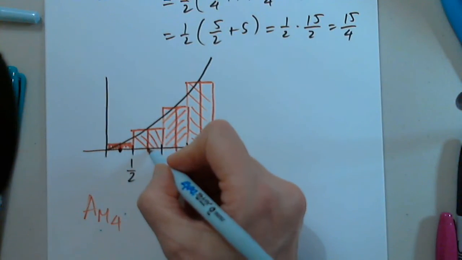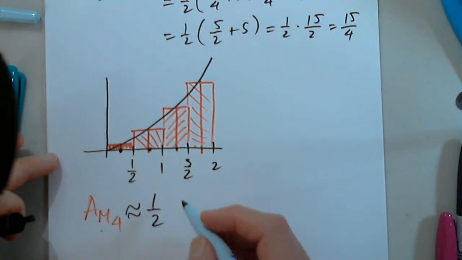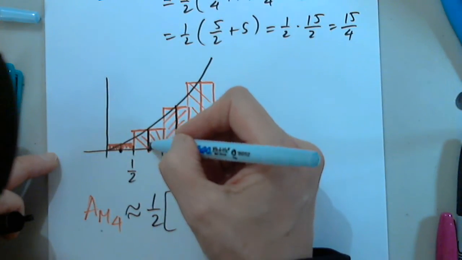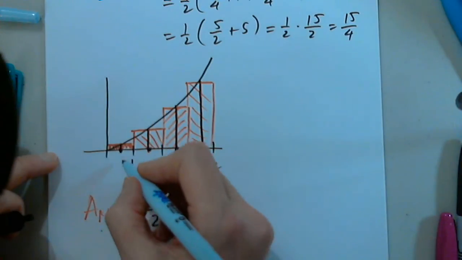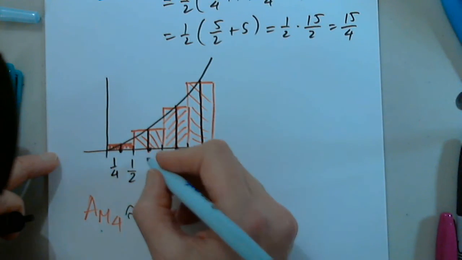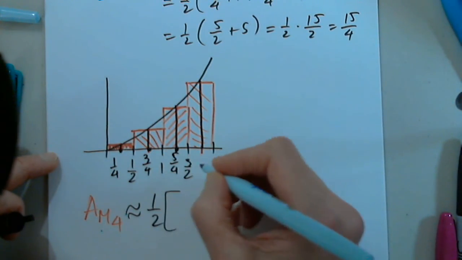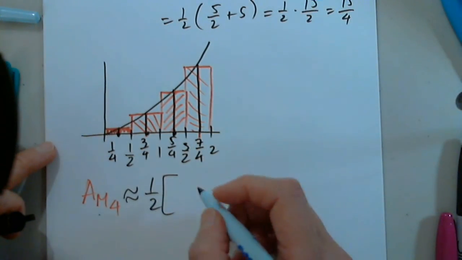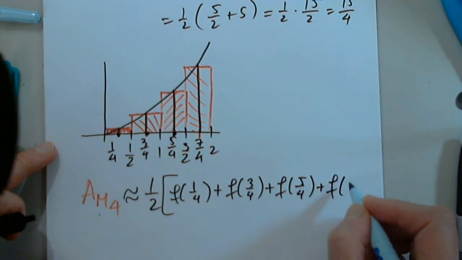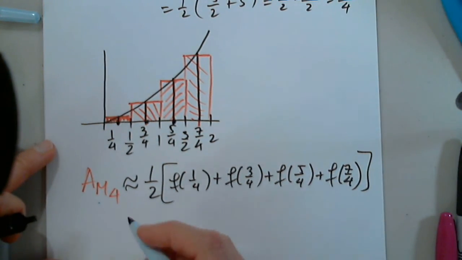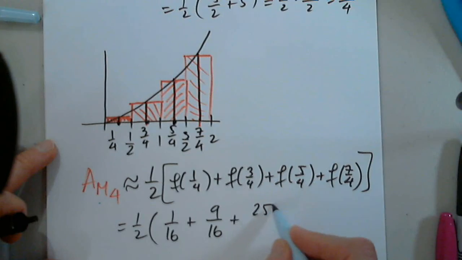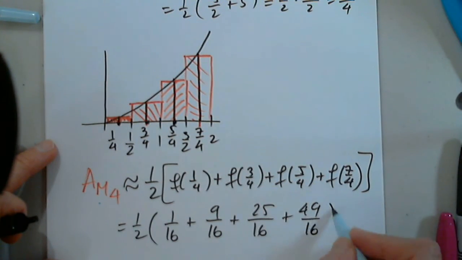Now we have to determine these points, right? Because this is exactly the same, so it's 1/2, but it's f at this point plus f at this point plus f at this point, this height, this height, this height, and this height. So if this is half, this is 0.25, so this is 1/4, right? 1/4 plus 1/4 plus 1/4, 3/4, plus another 5/4, plus 2 more, 7/4. So f of 1/4 plus f of 3/4 plus f of 5/4 plus f of 7/4. And this will be 1/2 times 1 over 16, 9 over 16, 25 over 16, 49 over 16.